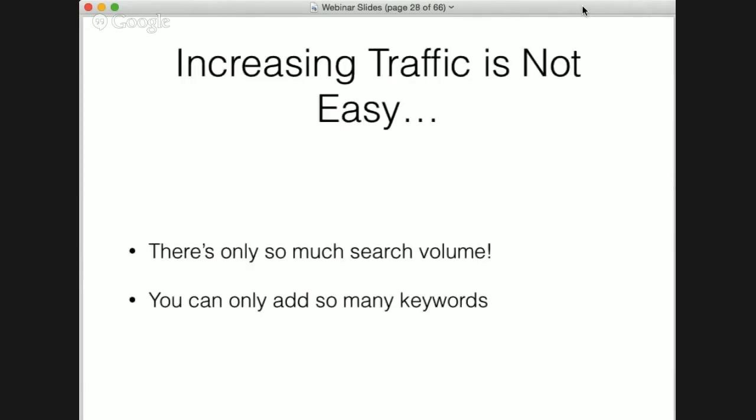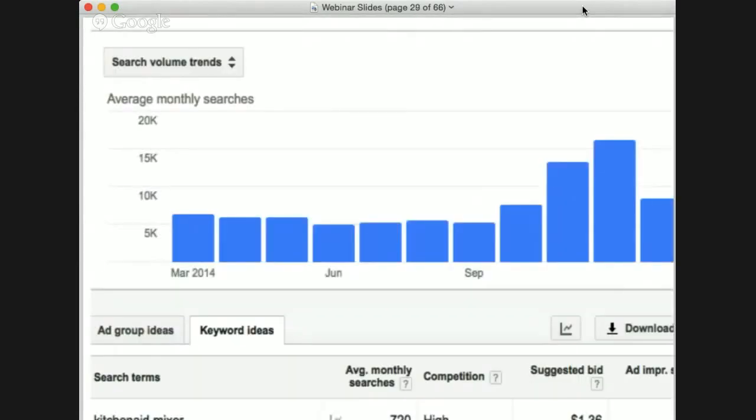And that's not easy with AdWords, because there's only so much search volume, right? There's only so many people typing in, "I want to buy a KitchenAid mixer," per day, per month even. There's only so many people that want to buy a certain product per day. And it's pretty easy to max out that sort of search on Google AdWords. And you can only add so many keywords without things being redundant. So as you can see here, you have the monthly search results for some KitchenAid mixers. There's only so many. And you can see down there, they're high competition, and the suggested bid of $1.36.